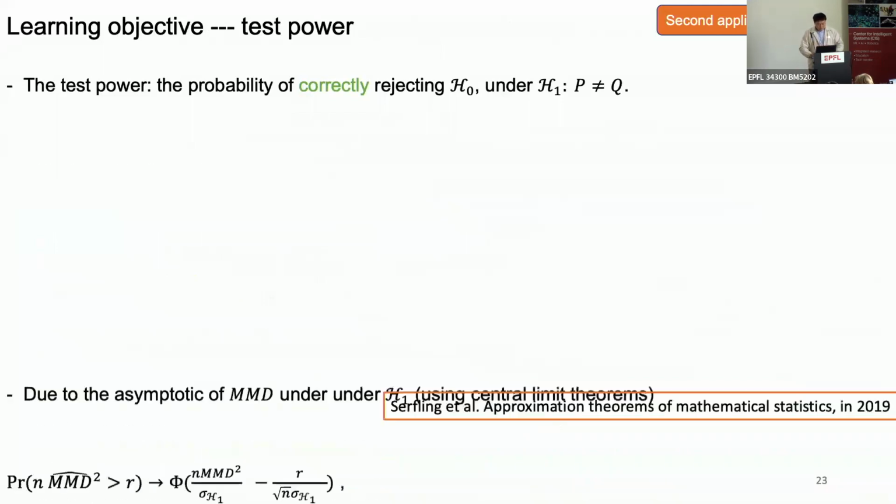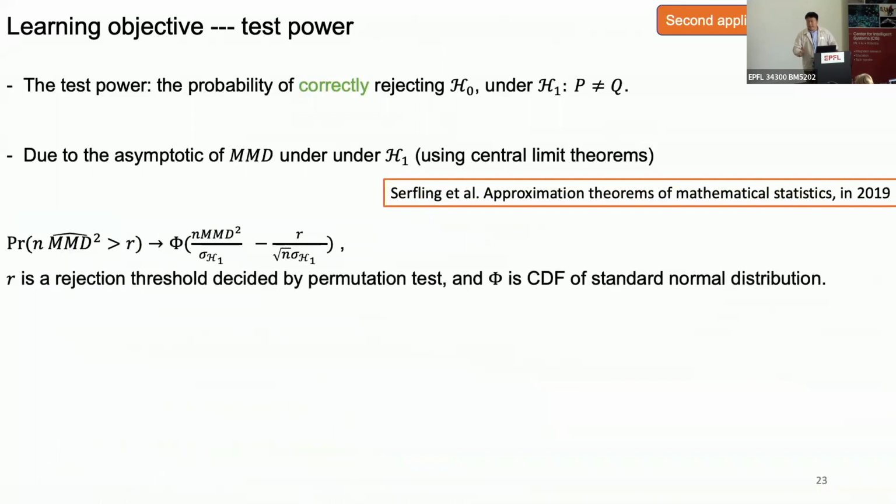The learning objective is the test power. The test power is the probability of correctly rejecting the null hypothesis when the alternative hypothesis is true. Then, due to the asymptotics of MMD under the alternative hypothesis, we can use the central limit theorem. Then R is the rejection threshold decided by the permutation test.